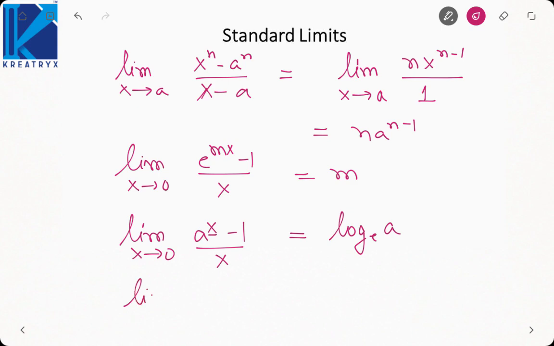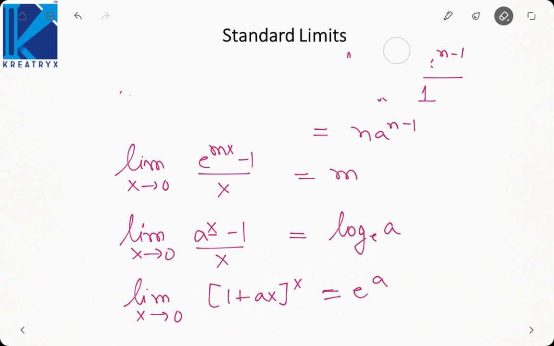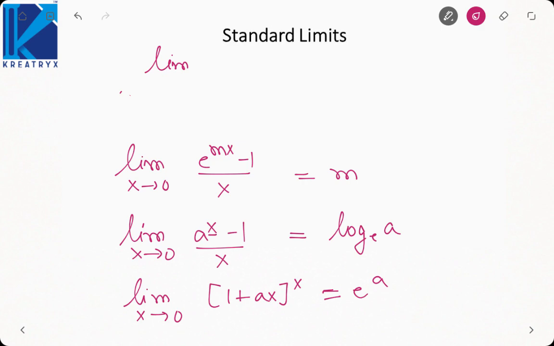Then limit x tending to 0 of (1 plus ax) raised to the power 1 by x. So it becomes e raised to the power a. This limit has been derived by taking the log and then the antilog. Some more limits. Limit x tending to infinity of (1 plus a by x) raised to the power x is again e raised to the power a. Actually this should be 1 by x in the first one, because only if you are raising to the power infinity can you derive this limit.